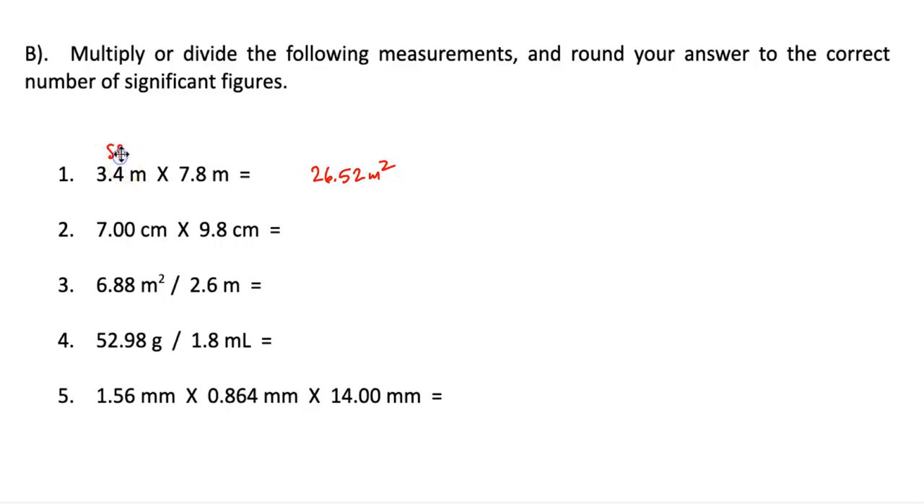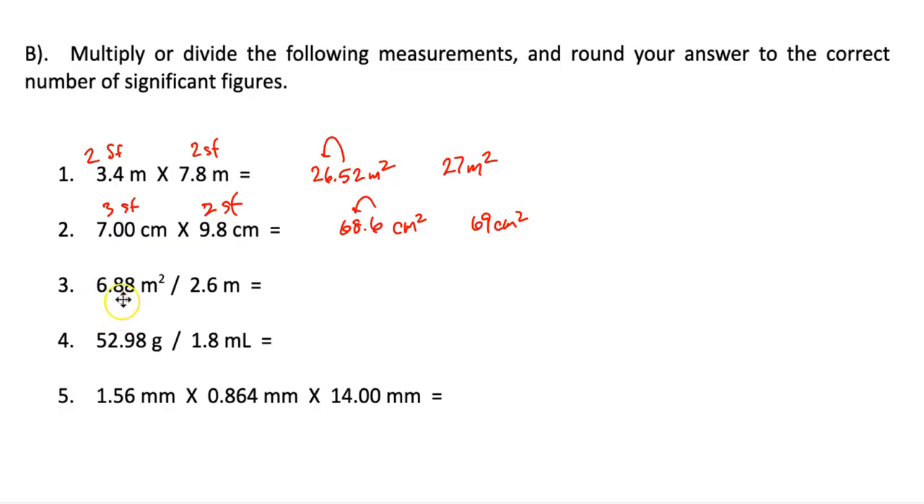Well, this has 2 sig figs. This has 2 sig figs. My answer has to have 2. So it's going to be these two. Because this is 5 or greater, this rounds up to 27 square meters. We have 7 times 9.8, punch that in the old magic box, and you get 68.6, and this is going to be square centimeters. This has 3 sig figs, this has 2 sig figs, so we're limited to 2. Once again, it's the same kind of deal. This is 5 or greater, so this rounds up to 69 square centimeters.